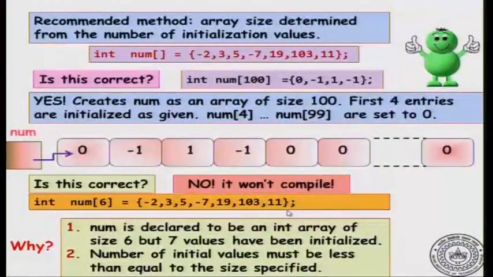So the rule of thumb is that either give no size for the array and let the compiler figure it out, or if you do give a size, it has to be at least 7, which is the number of values that you gave. Okay, it can be 10, it can be 100, but it cannot be less than 7.